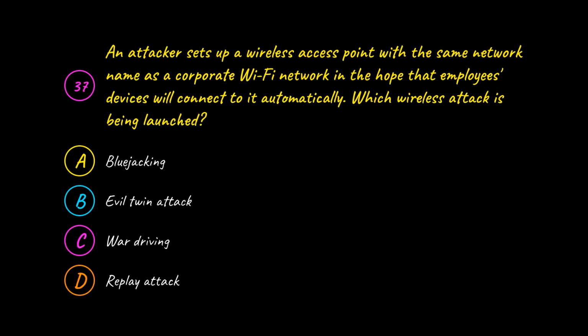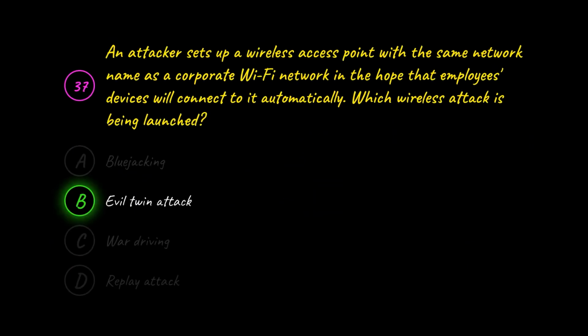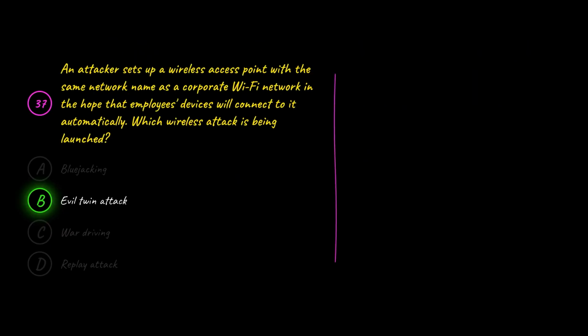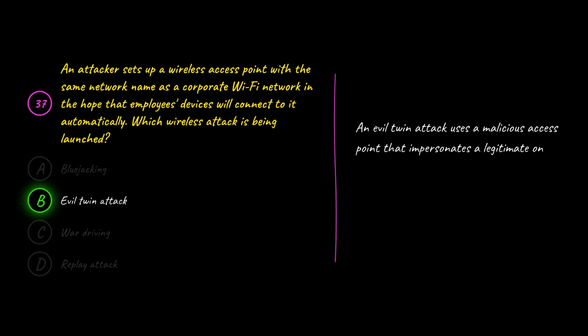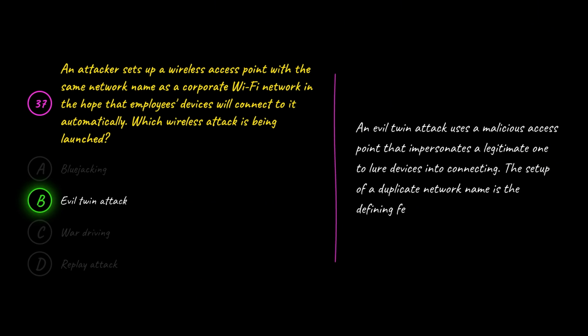Here's your chance to test yourself. The correct answer is B. Evil twin attack. B is correct because an evil twin attack uses a malicious access point that impersonates a legitimate one to lure devices into connecting. The setup of a duplicate network name is the defining feature.